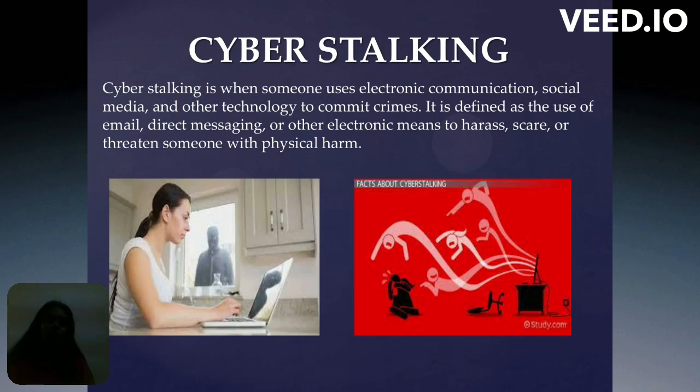And the second type of cybercrime is cyber stalking. Cyber stalking is something when someone uses an electronic communication or social media or other technology to commit crimes. So it can be done through emails, direct messaging, or electronic means to harass, scare, or threaten someone with physical harm. This is one of the type of cybercrime which happens.